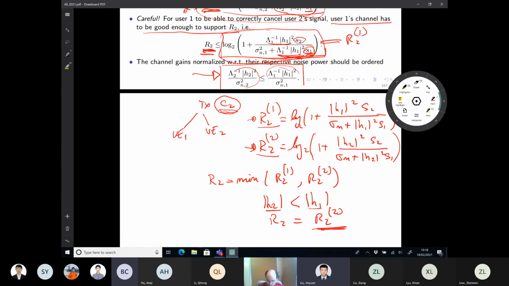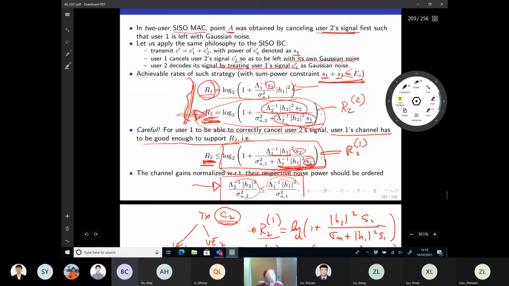Okay, now you have the opposite: H1 is smaller than H2, so user 1's channel is smaller than user 2's channel. Then you need to do the opposite scenario, which is user 2 will perform the SIC. In that case, you will not do user 1 cancels user 2; you will do user 2 cancels user 1. If you want user 2 to cancel user 1 and transmit at a rate equivalent to those, but the opposite, then you need the condition that the user 2 channel needs to be stronger than user 1.